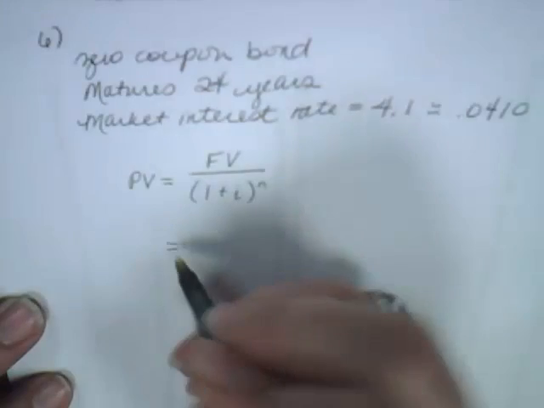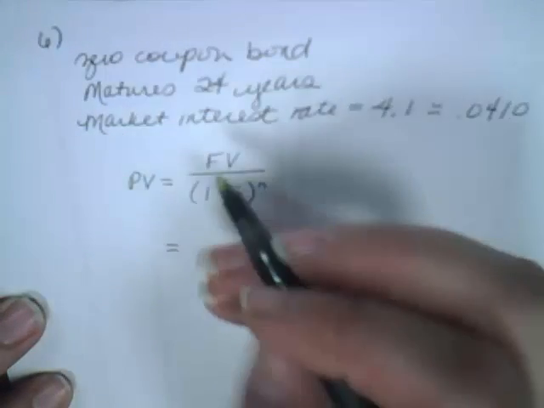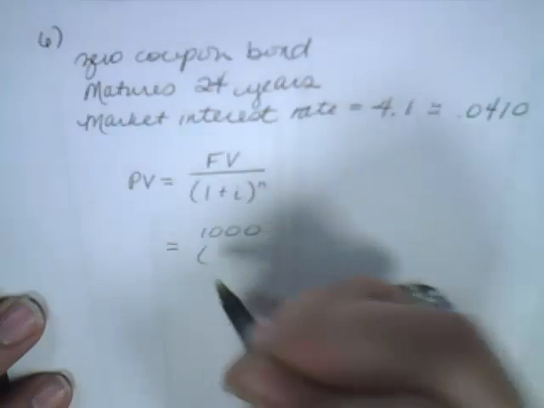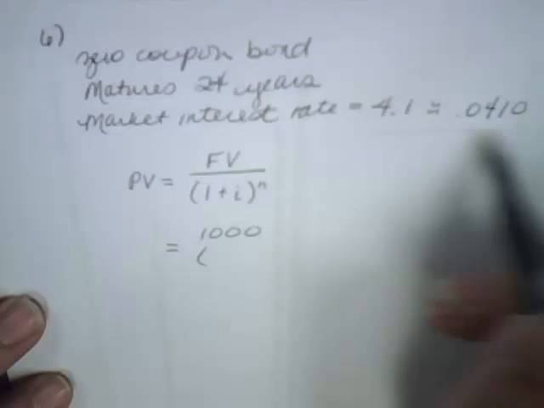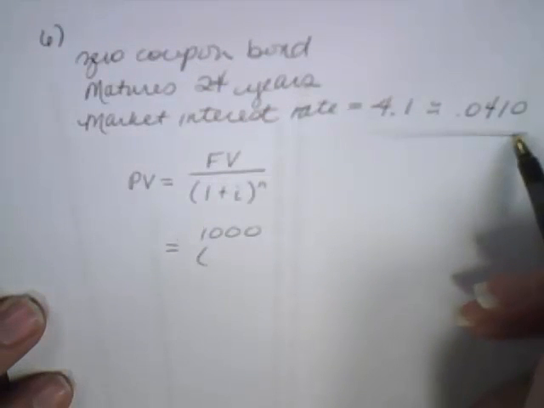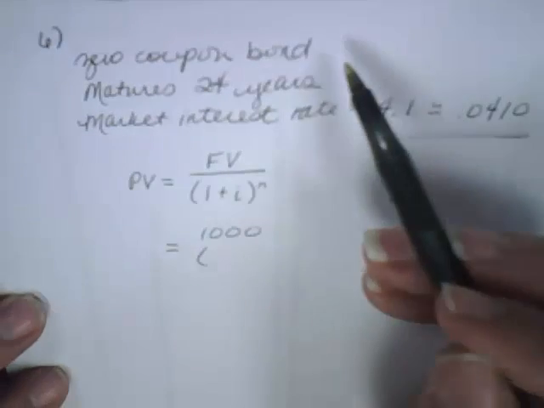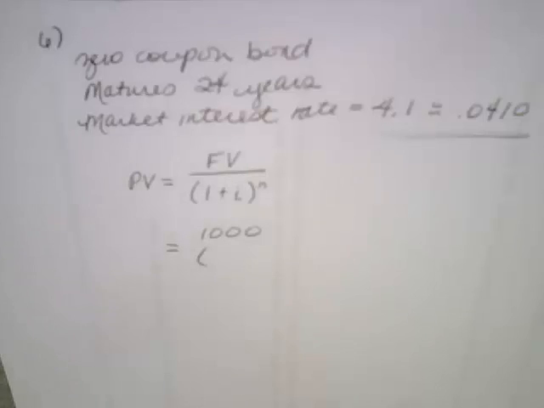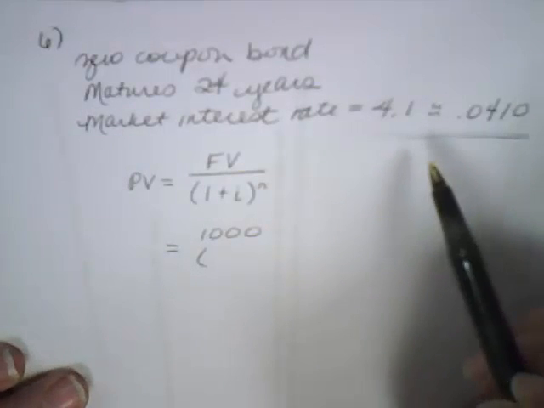And in setting up this problem, we're using our future value, which is going to be the face value of the bond of $1,000. And then we're going to use the market interest rate to make this calculation, because again, the zero coupon bond doesn't have an interest payment that's coming in.